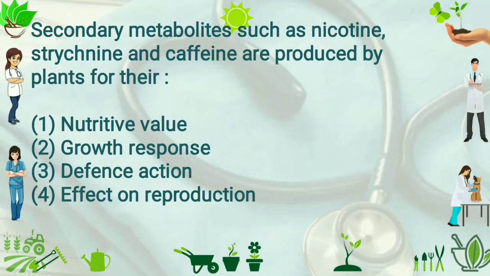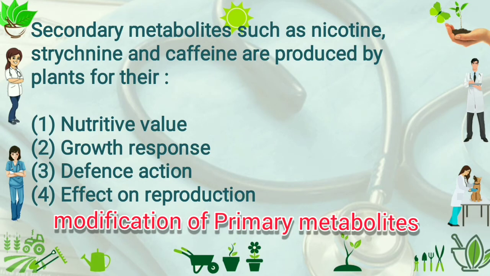First question. Secondary metabolites such as nicotine, strychnine and caffeine are produced by plants for their option A, nutritive value, growth response, defense action, effect on reproduction. Secondary metabolites are organic compounds produced through the modification of primary metabolites.